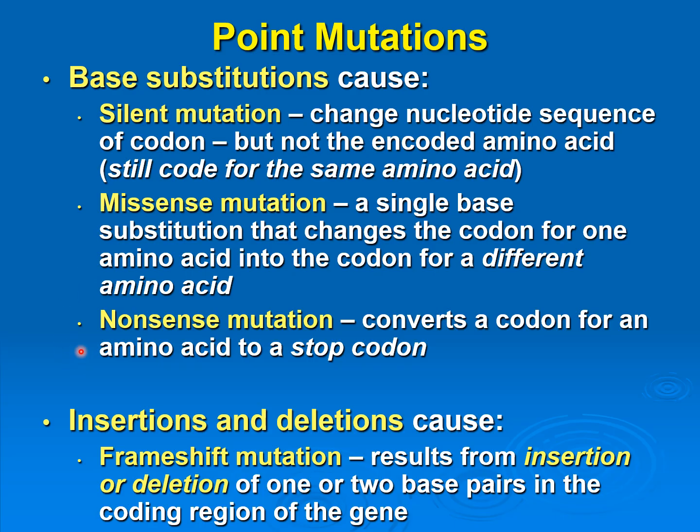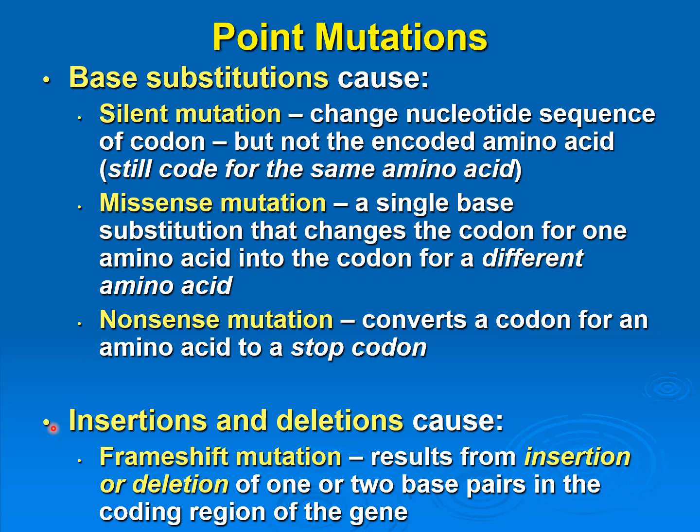And then a nonsense mutation. This one is going to code for a stop codon where there's not supposed to be one. So as you're making the protein, you end up stopping too soon. The protein ends up being too short and you're missing the rest of it. So a lot of times this one ends up being the worst one to have, because part of your protein is missing.